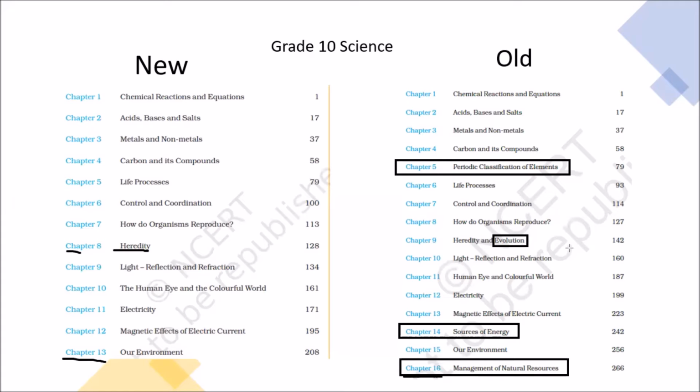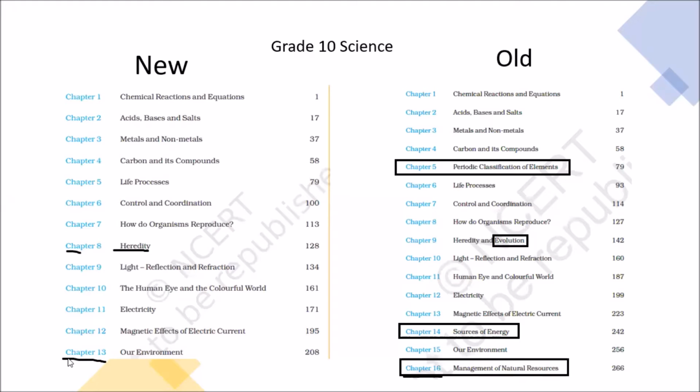Apart from that, when I talk about physics, a lot of content has also been taken away from the chapter magnetic effect of electric current. The motor and generator concepts are not included. This is about grade 10. Let's have a look at grade 9.